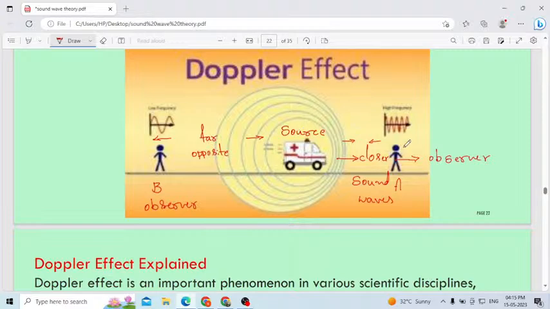When the source and observer are approaching each other, what will happen? Intensity, frequency of the sound waves, everything will increase. Even the sound waves will be very close. When the source and observer are moving far from each other, frequency, intensity of sound, everything will become less. Even the sound waves will be far from each other. That effect we consider as the Doppler effect.